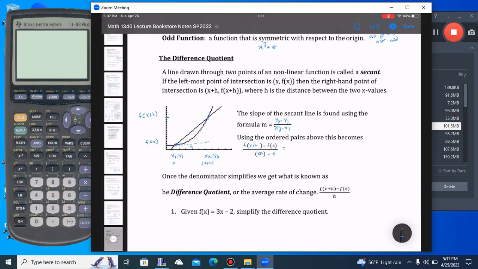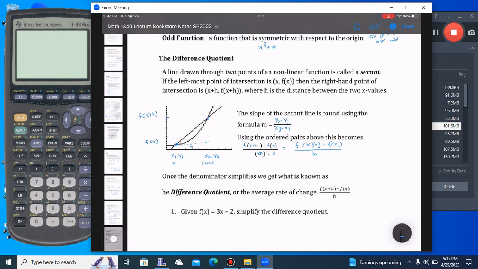And then this becomes f of x plus h minus f of x. That is the difference in your y's, over x plus h minus x, which is just h. So that's the difference quotient right there. It's the difference between your y's, f of x plus h minus f of x, divided by h.